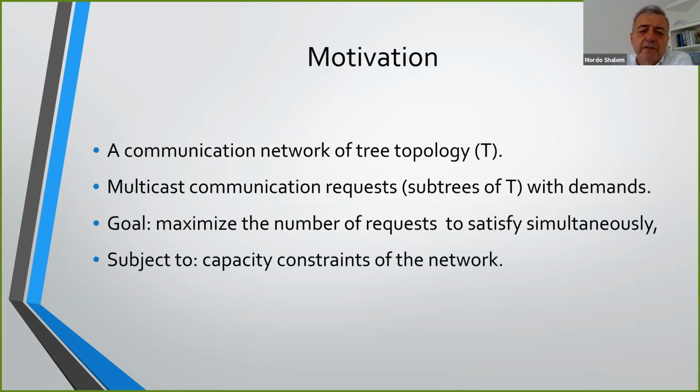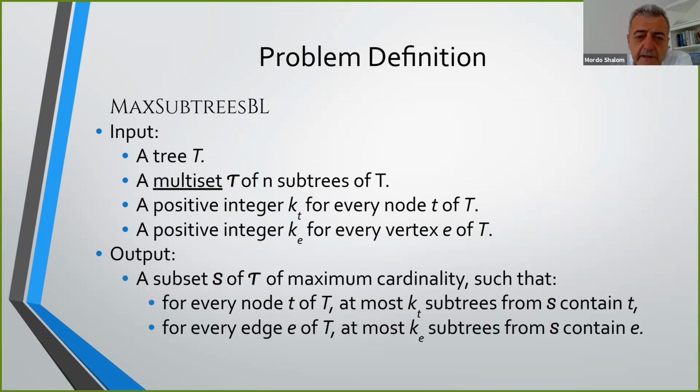And the motivation is the following problem. You have a communication network of tree topology, and you have multicast communication requests, which are subtrees of the big tree T. And every such communication request has some demand. And the goal is to maximize the number of such communication requests to satisfy simultaneously, of course, subject to the capacity constraints of the network. So it's a very natural network scheduling problem.